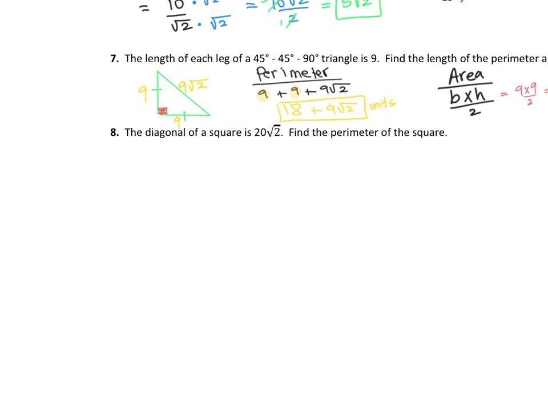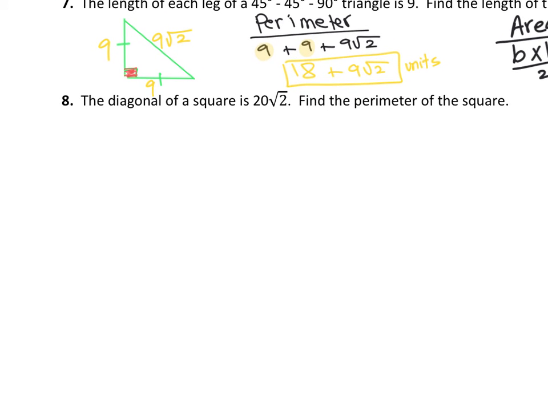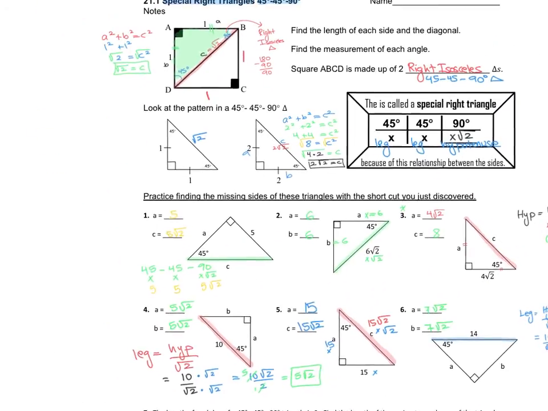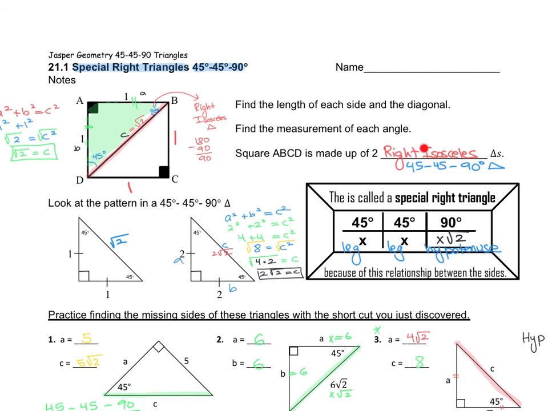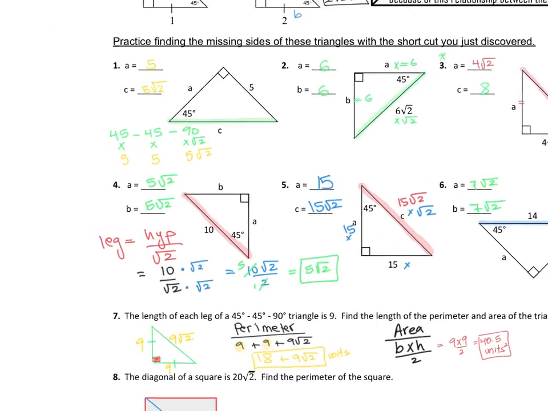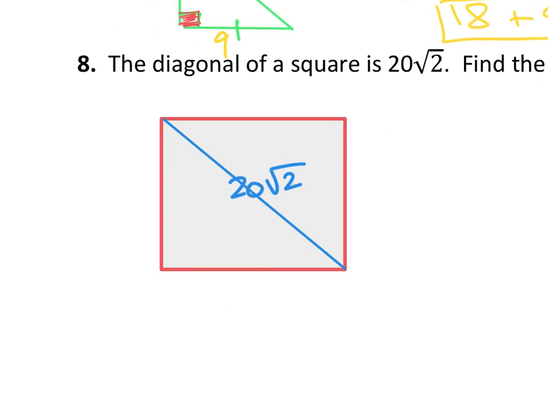Now let's move on to number 8. The diagonal of a square. So we have a square, so let's sketch a square. And the diagonal of this square is going to be 20 root 2. So remember what we said earlier in the notes, that a square is made up of two right isosceles triangles, which is two 45, 45, 90-degree triangles. So I know that this square is going to be made up of right isosceles triangles.